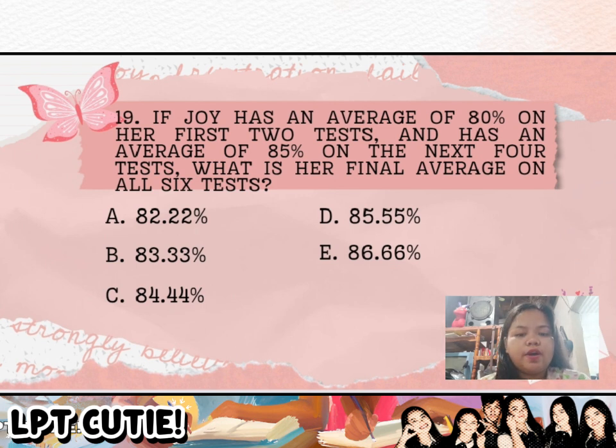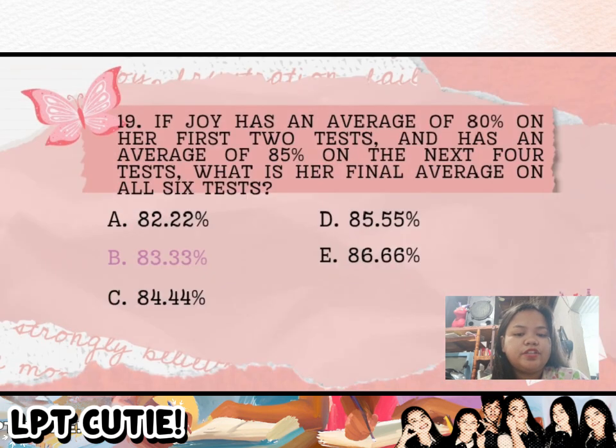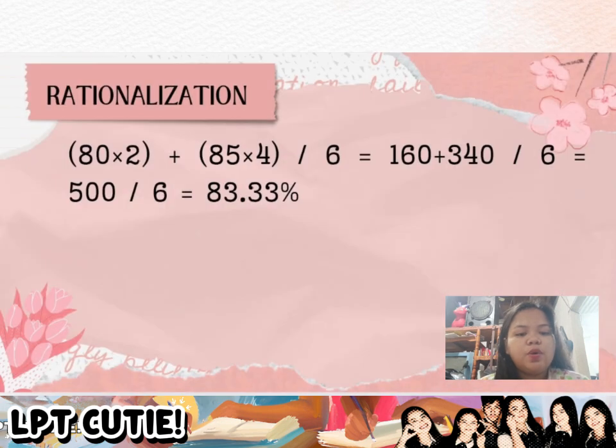Okay, so the correct answer is letter B, 83.33%. So how? First, we are going to multiply 80 times 2. 80 is based on the percent, and 2 is because of our first 2 tests. So 80 times 2, we have 160. Next, we multiply 85 times 4, because 85 is her average, and the 4 is from the next 4 tests. So 85 times 4, we have 340.